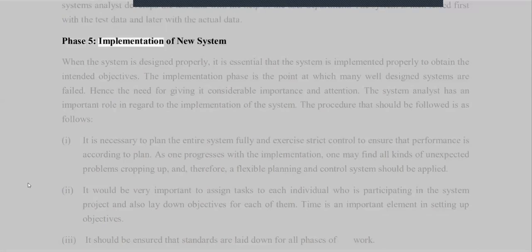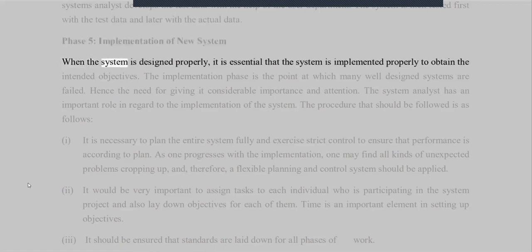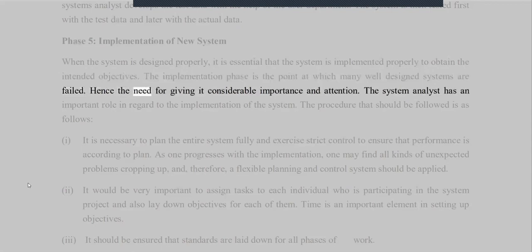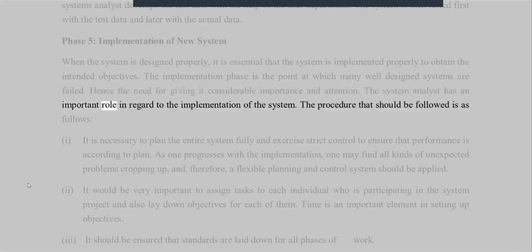Phase 5. Implementation of new system. When the system is designed properly, it is essential that the system is implemented properly to obtain the intended objectives. The implementation phase is the point at which many well-designed systems fail. Hence the need for giving it considerable importance and attention. The systems analyst has an important role in regard to the implementation of the system. The procedure that should be followed is as follows.